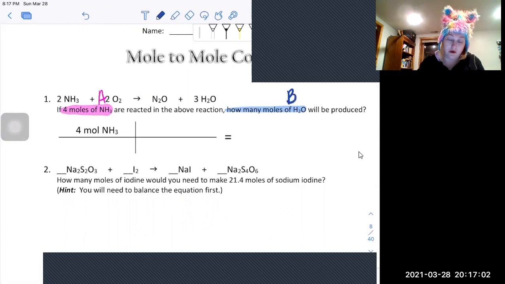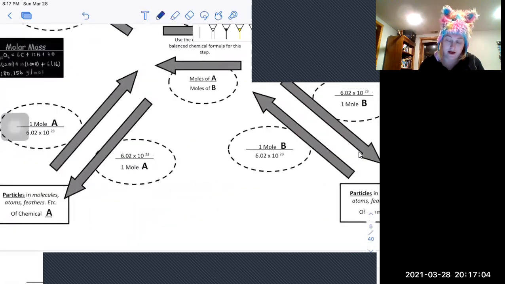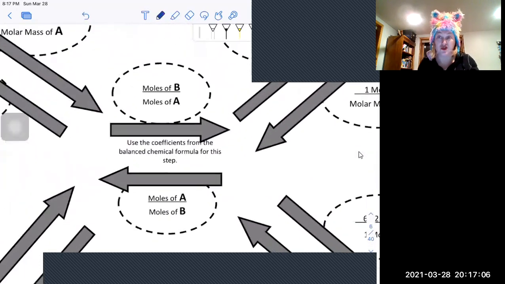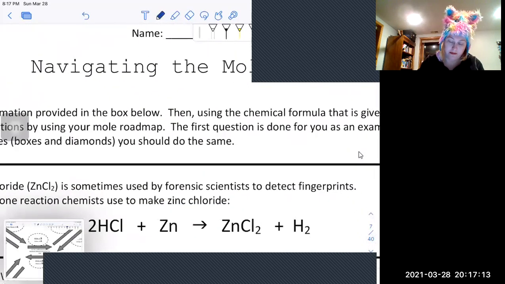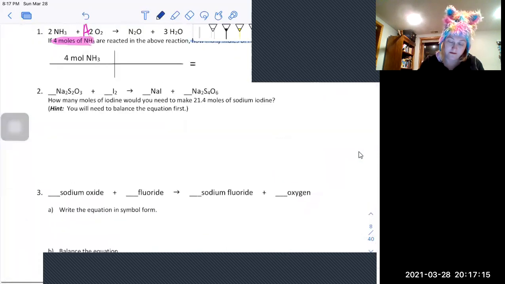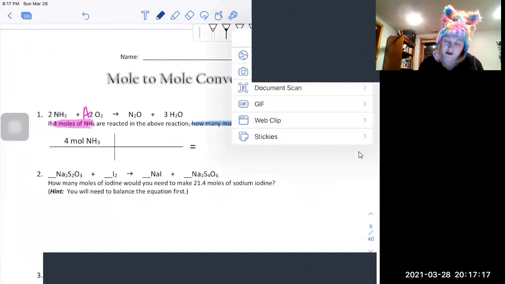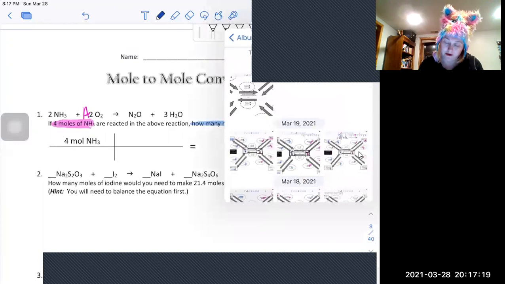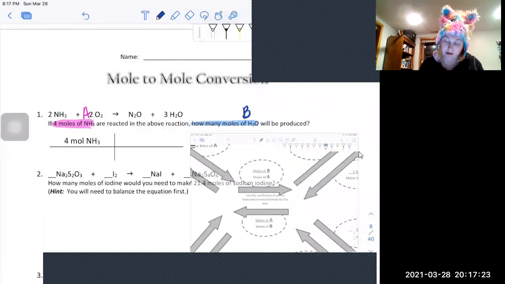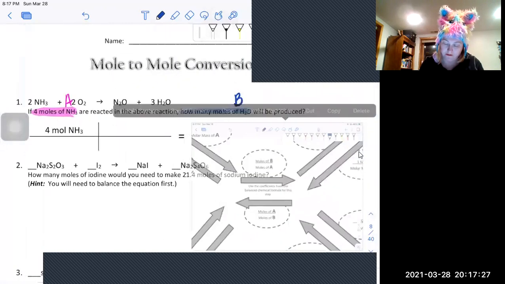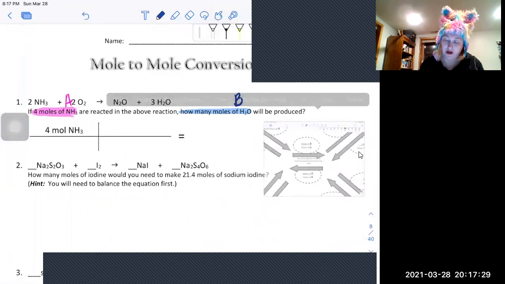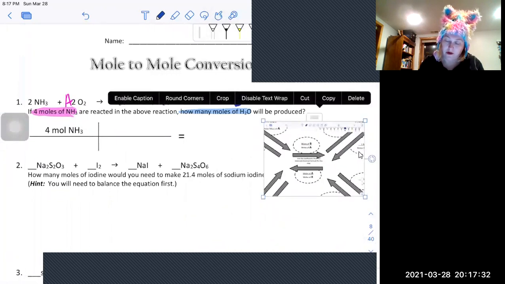So just like on that mole roadmap where I have right here, I'm going to take a screenshot of that. And we'll come back down to this. And I'm going to insert from the photo library this little picture I just took, so I don't have to keep going back and forth to that. So here's my little picture I just took. Make that a little smaller. Move it right over here.